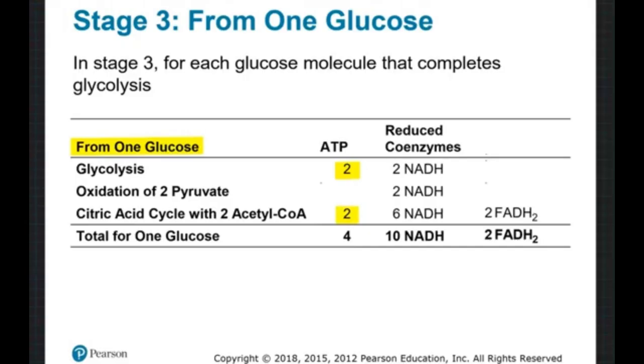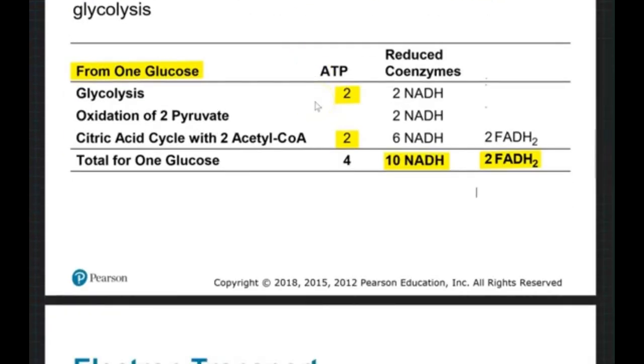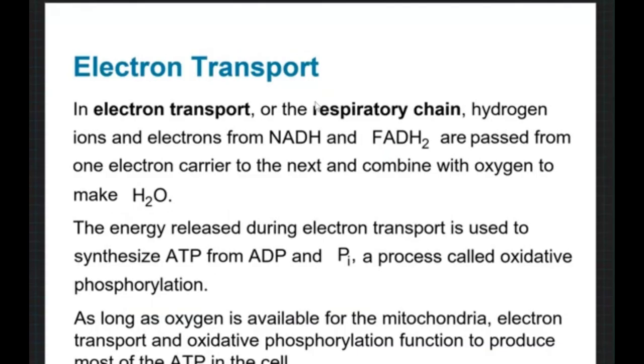Agreed? Not a lot. But in terms of electron carriers, the coenzymes that carry electrons and hydrogens, we get a lot. We get a total of 10 NADH and 2 FADH2. So where are we going to use them? We're going to use them in the electron transport or respiratory chain.